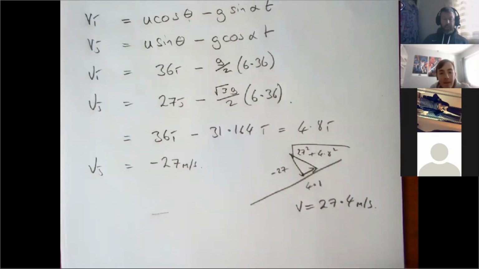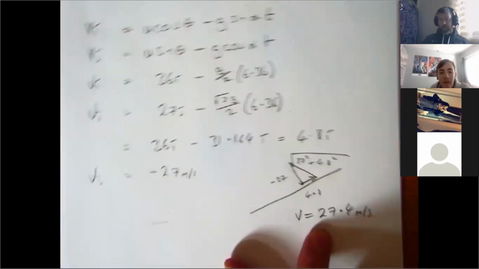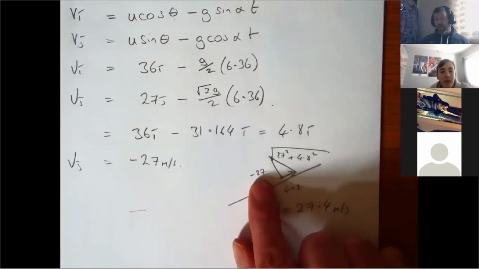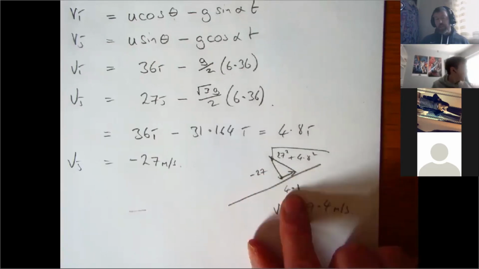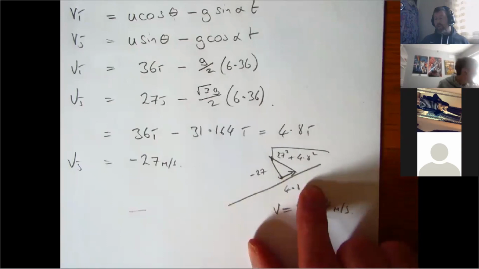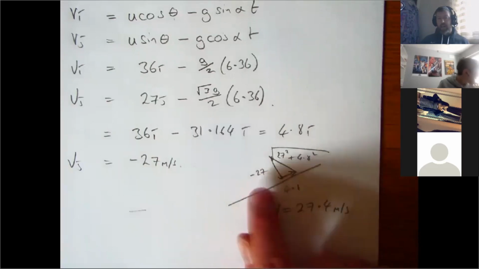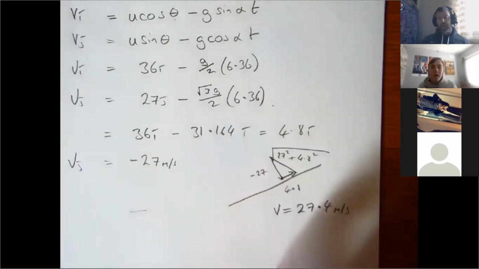Did you follow that? Yes. But how did you get 27.4? See the way this vector here is coming down to 27, and this vector here has gone off of 4.8. Well, I just used Pythagoras. So I squared this, squared that, added the two together, and got the root of it. And that gave me 27.4.